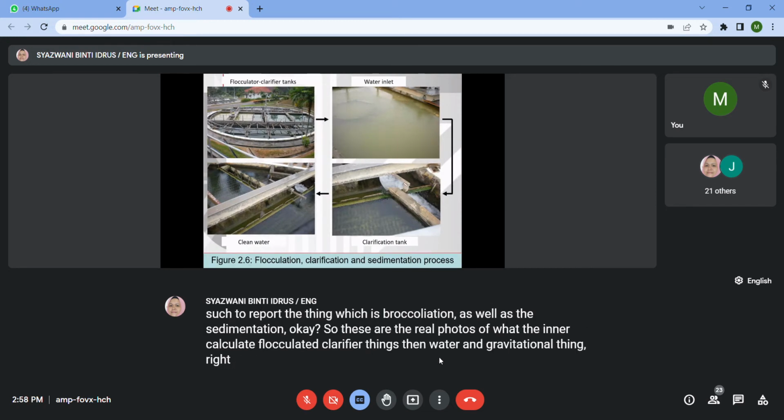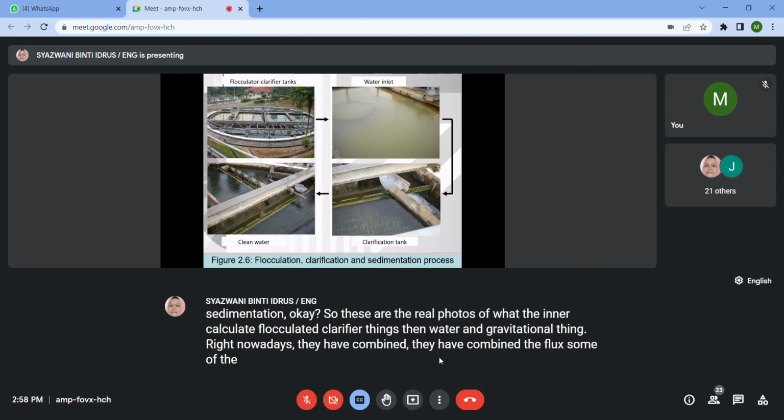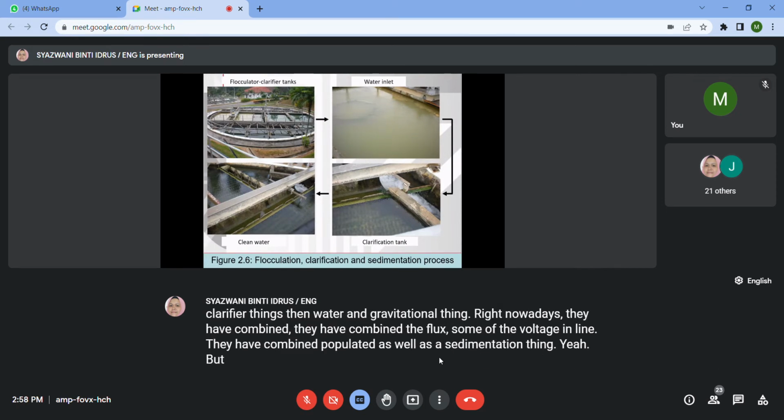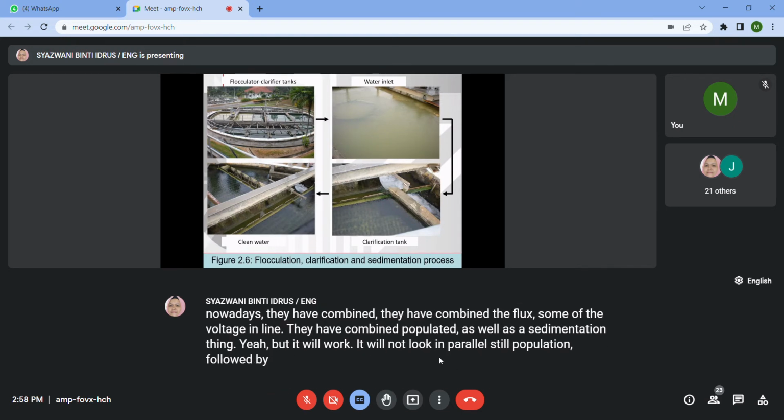Nowadays they have combined some of the water treatment plant. They have combined the flocculator as well as the sedimentation tank. But it will not work in parallel. It is still flocculation followed by sedimentation.